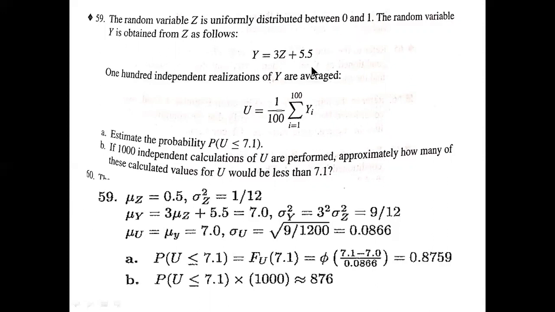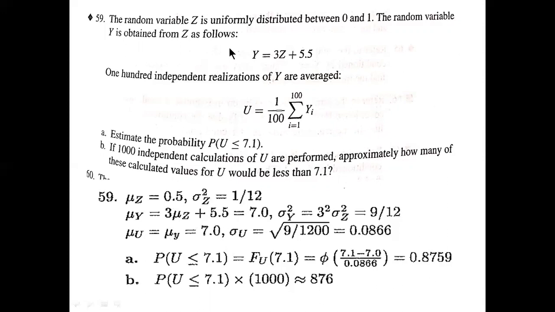Now if you take the mean of y, it will be equal to thrice the mean of z plus the mean of 5.5, which is 5.5 itself, because this is just a constant. So 3 mu z plus 5.5, that will give you 3 into 0.5 plus 5.5, that will give you 7.0.